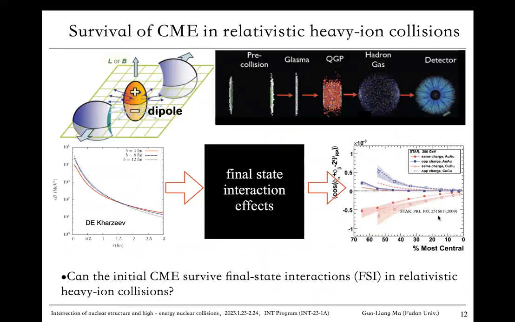So why did I choose the AMPT model to study the CME? We know the generation of the CME relies on the magnetic field. However, the magnetic field quickly decays, so the CME effect is an initial effect. However, heavy-ion collisions include final state interactions, lots of different final stages. So the question is: can the initial CME effect survive the final state interaction effect, until the final observable? This is our interesting question.